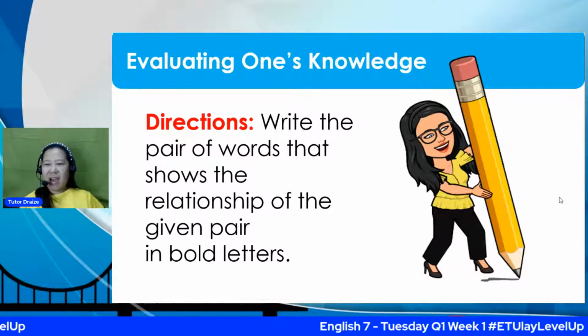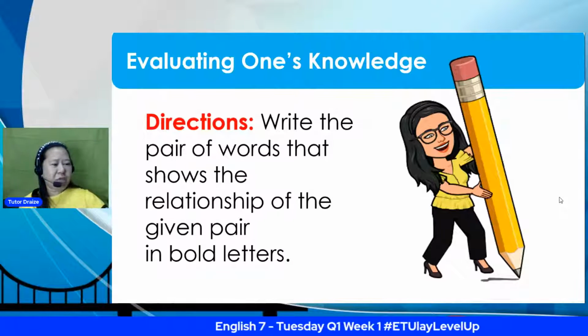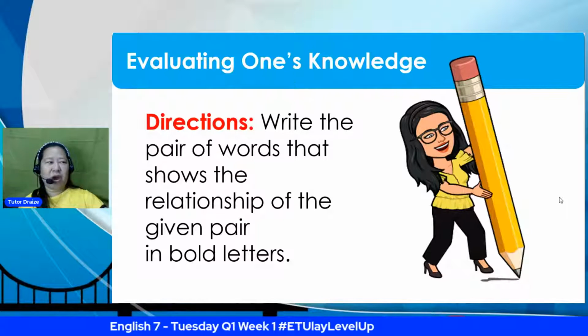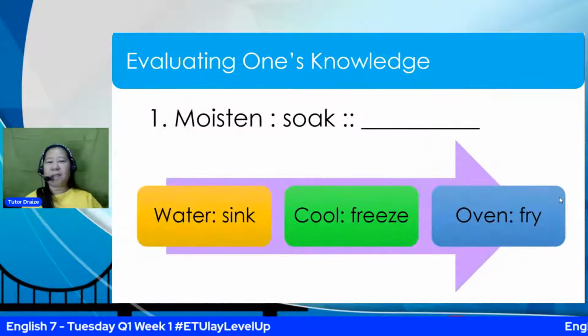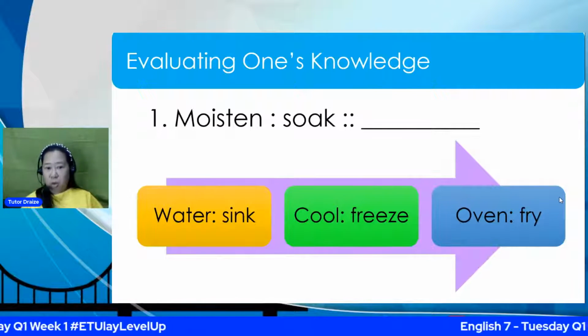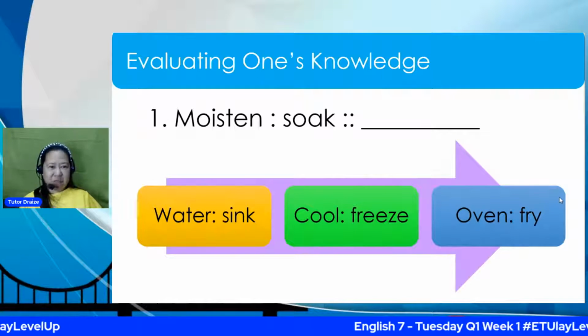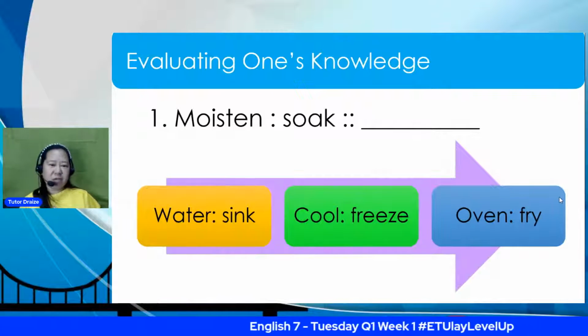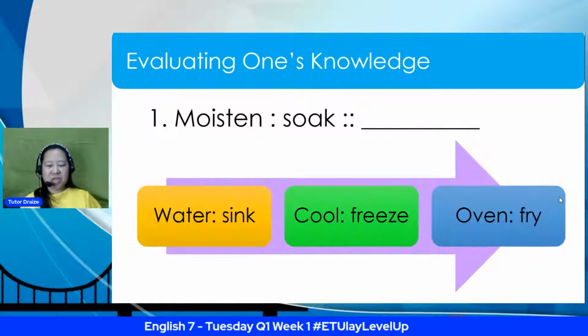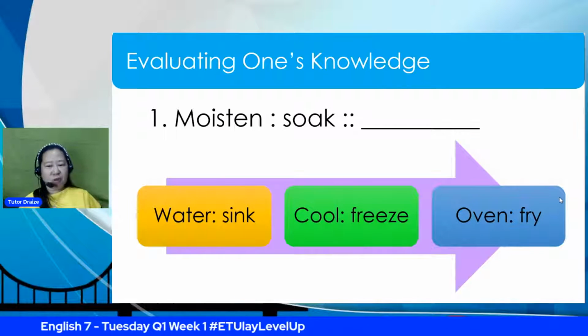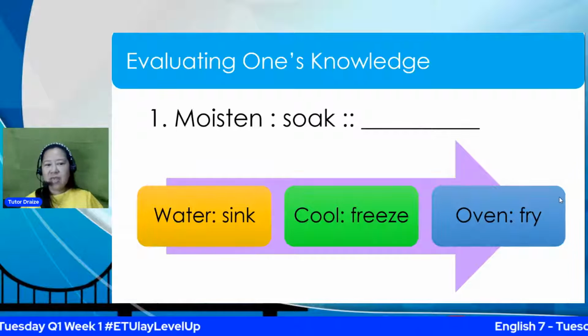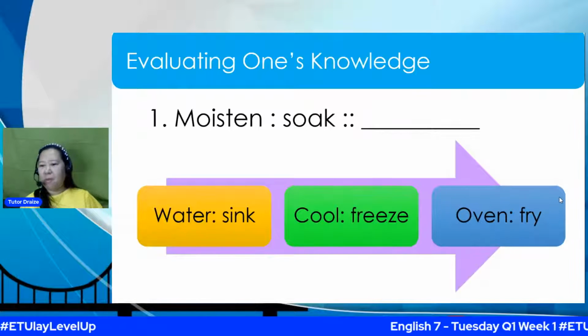Okay, so let's now begin with item number one. Number one, moisten is to soak as blank. Okay, is it water is to sink, cool is to freeze, or oven is to fry? What do you think is the correct answer for number one?